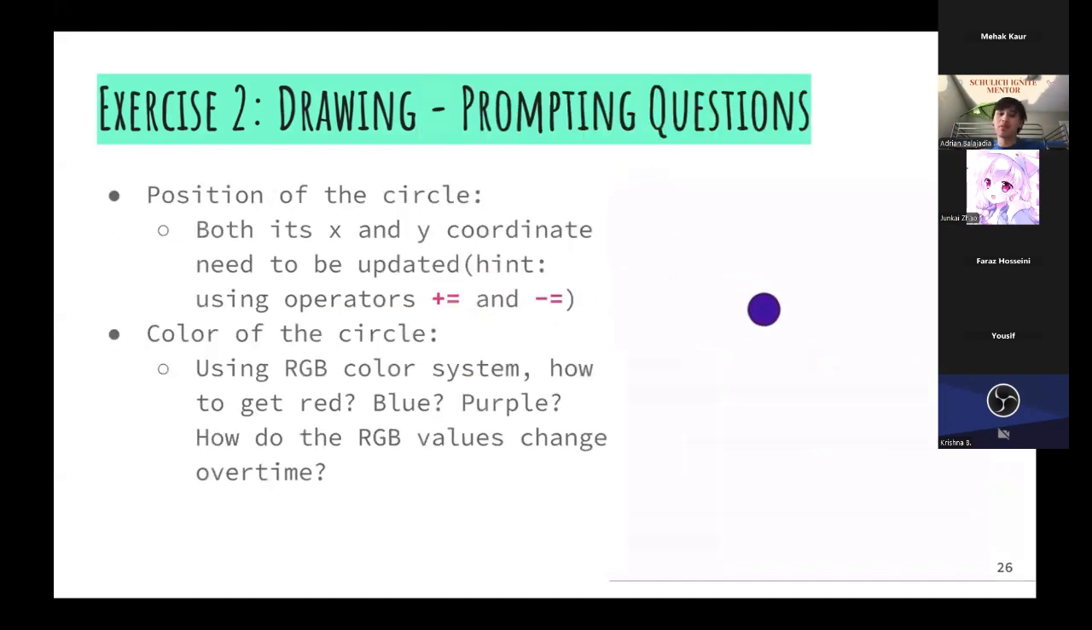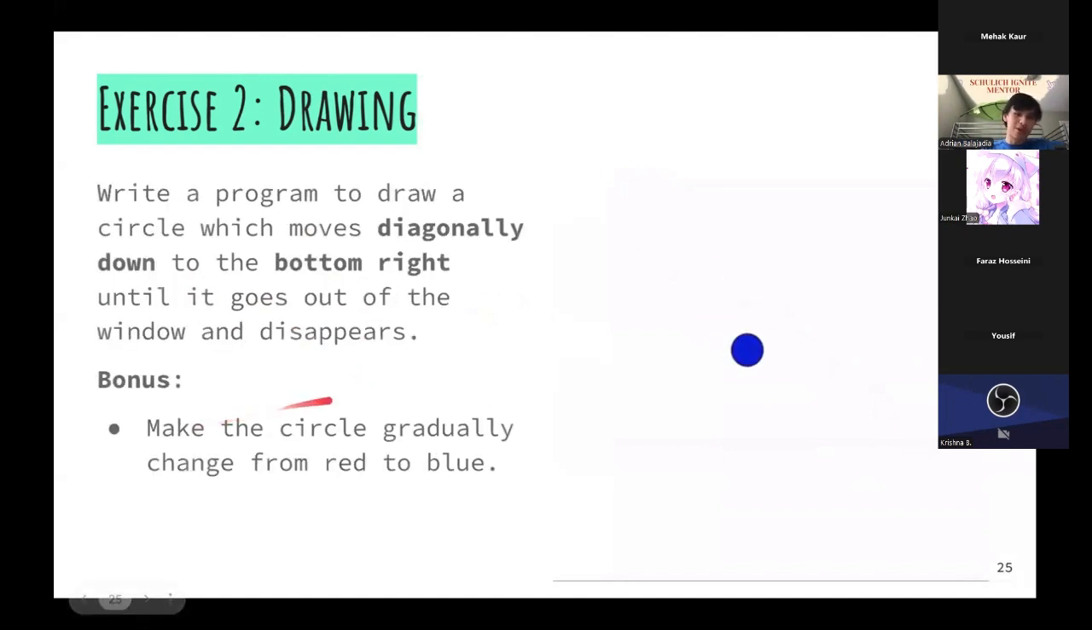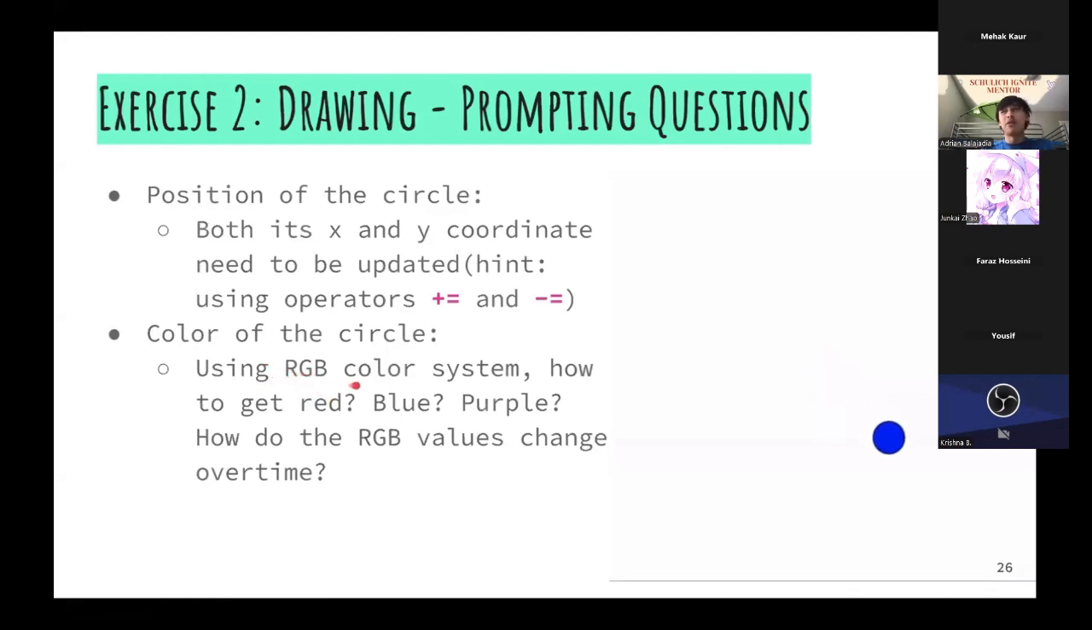These are some prompting questions, just some food for thought. Both its x and y coordinates need to be updated. So that means if we're modifying the x and y, you have to use plus equals or minus equals, whatever we need. And if you're wondering about the color of the circle, with the bonus objective, remember the RGB system? How do we modify that? And with that, let's go into our breakout rooms.